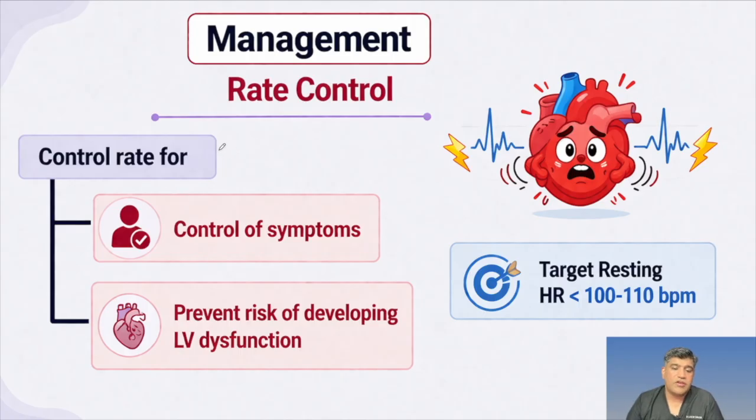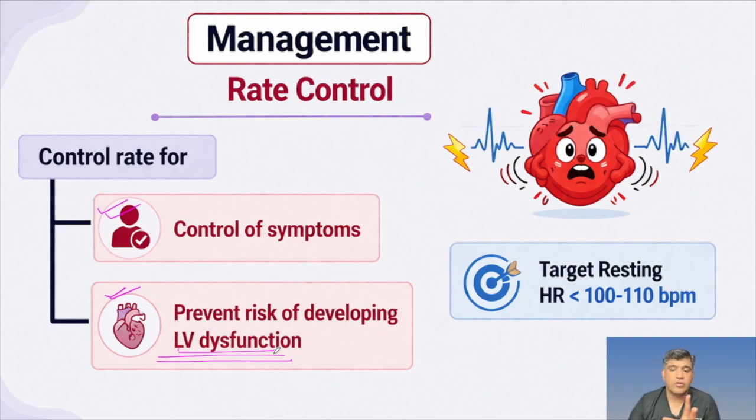Now, we have covered one part. The other part is rate control. How to control the rate and why we should control the rate. We should control the rate for two important reasons. First, control symptoms. The patient becomes very stressed, is in real distress when the patient comes to the ER saying I am having palpitations. The other, tachycardia induced LV dysfunction. We have to decrease the risk of LV dysfunction due to AF as well. So rate control needs to be done for two things. One, control of symptoms. The other, prevent the risk of developing LV dysfunction.